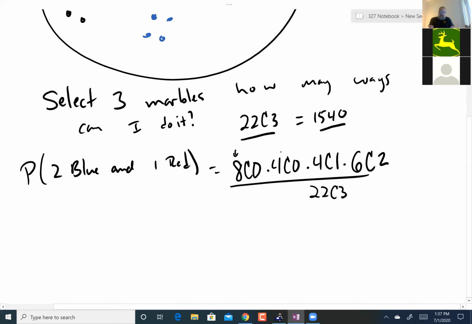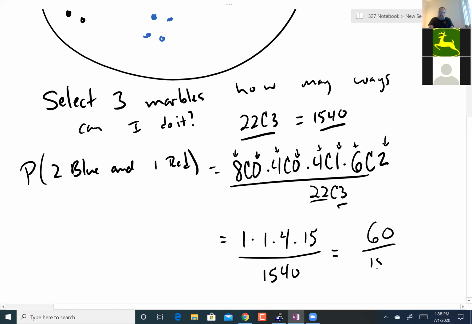So if you count the numbers on the left on top, they add up to 22, which is the numbers on the left on the bottom. If you count the numbers on the right on top, they add up to the numbers on the right on the bottom, which makes me happy. It's still possible to screw it up, but it seems like it's a lot less likely. 8 choose 0, 1 way to do that. 4 choose 0, 1 way to do that. 4 choose 1, 4 ways to do that. 6 choose 2, come on, top of your head, Jay, is 15 ways to do that out of 1,540. And so it'd be 60 out of 1,540, or if you prefer, 6 over 154.